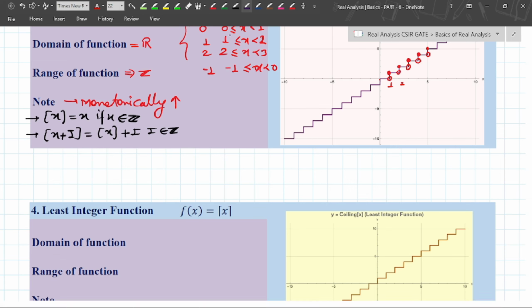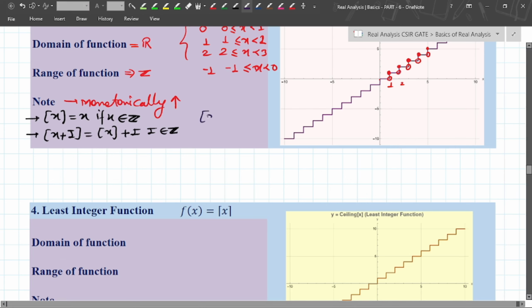Property. Next we have like this. If you have the greatest integer of x plus y, then it will be greater than or equal to the greatest integer of x plus the greatest integer of y. Of course, it will take the least one. The greatest integer of minus x is nothing but minus of the greatest integer of x, if x belongs to the integers. And the greatest integer of minus x will be minus the greatest integer of x, minus 1, if x does not belong to the integers.